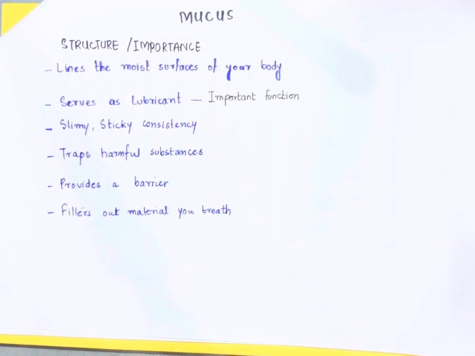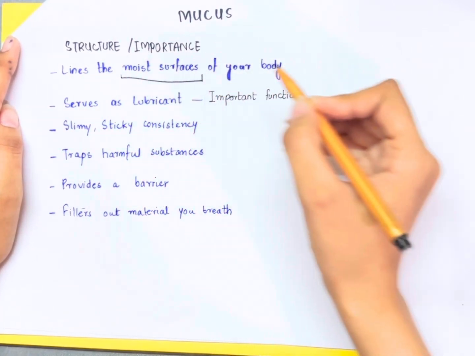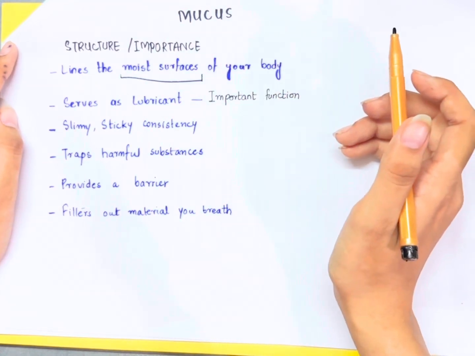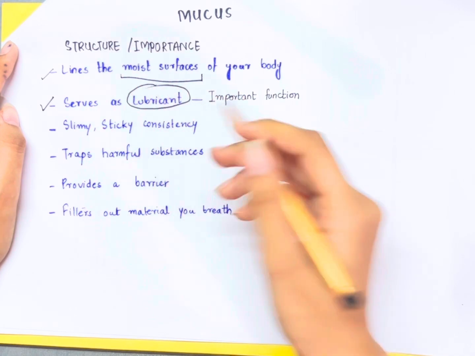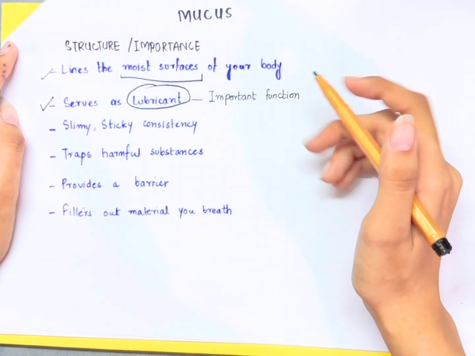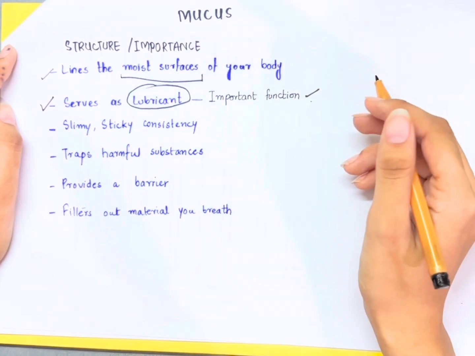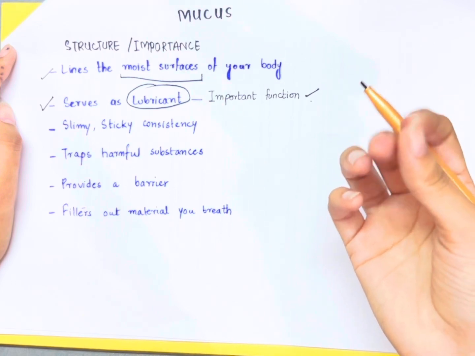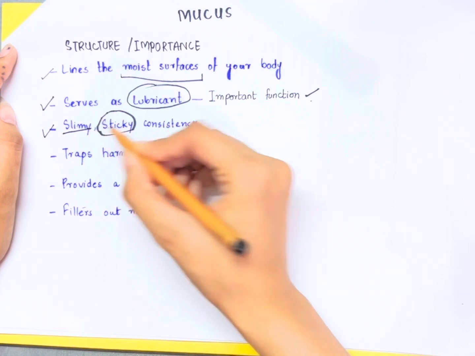Now, after cilia, let's talk about the mucus. When you talk about the mucus structure and importance, we say that the mucus lines the moist surfaces. It basically moistens the surface wherever the mucus is present in your body. Then it serves as a lubricant. Whenever it moistens something, it acts as a lubricant, making it soft and easy for any kind of particle to proceed. This is a very important function of the mucus. Since it acts as a lubricant, and a lubricant is slimy and has a sticky consistency, we say that the mucus has a slimy and sticky consistency.